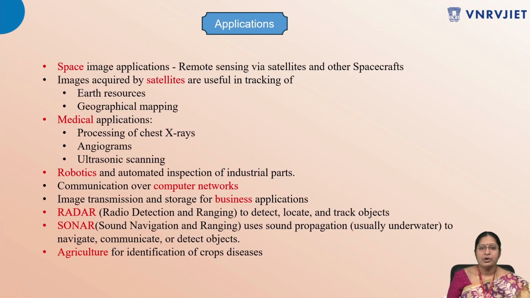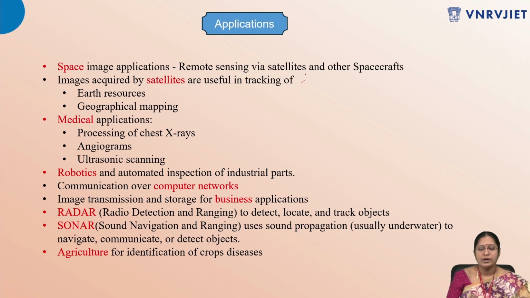Next, coming to the applications of image processing and computer vision. First, space image applications, remote sensing via satellites and other spacecraft are very useful in real-world scenarios. Next, images acquired by satellites are useful for tracking of Earth resources, geographical mappings. Next, medical applications like processing of chest x-rays, MRI scans, angiograms, ultrasonic scannings, etc. Next, robotics and automated inspection of industrial parts.